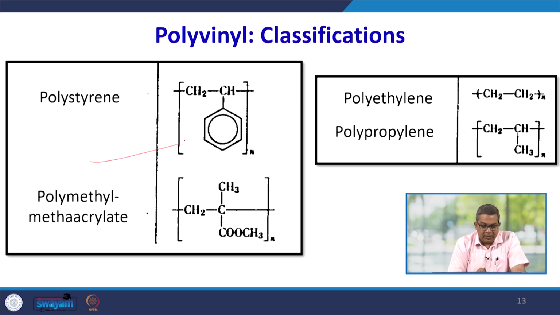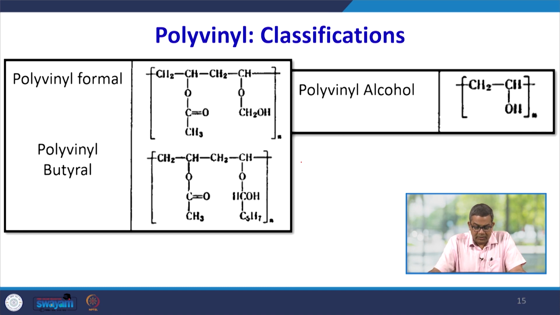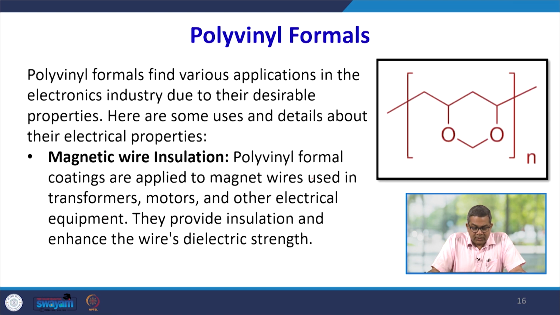Here you see polystyrene, this is the classical formula of polystyrene, and polymethyl methacrylate, they find a very wide range of application, as do polyethylene and polypropylene. Then this is polyvinyl acetate, and if you see the hydrolyzed polyvinyl acetate, see the structure, this n represents the number of chains. Now here you see this is polyvinyl alcohol, PVA, and this which we are talking about, the polyvinyl formals and polyvinyl butyral. So all these things you can see the structural difference.